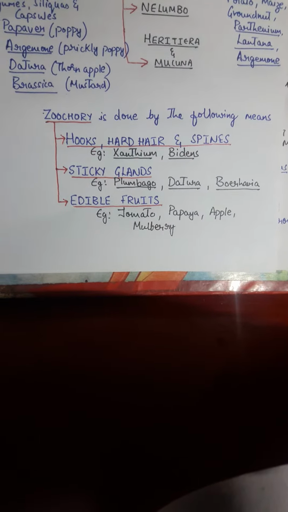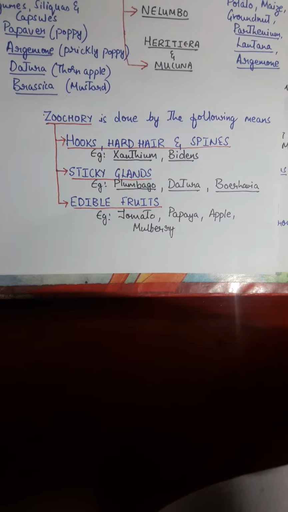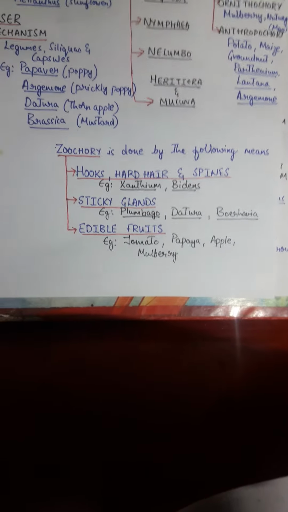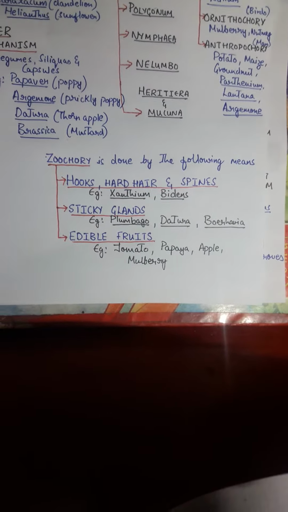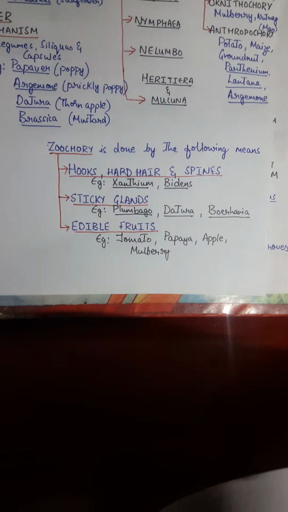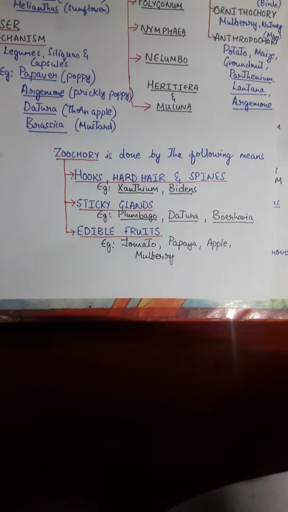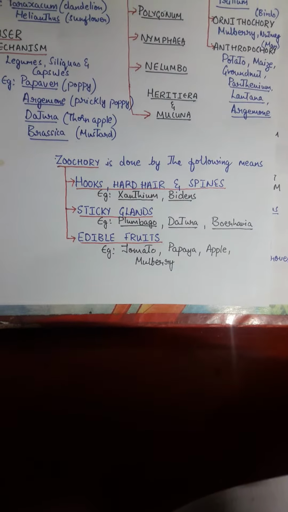See, some of the edible fruits also, like tomato, papaya, apple, mulberry, because of this attractive mechanism of providing food for the animals like birds, ants, human beings. So they are consumed by these animals, and in the process the seeds are dispersed, especially tomato, papaya, apple and mulberry.